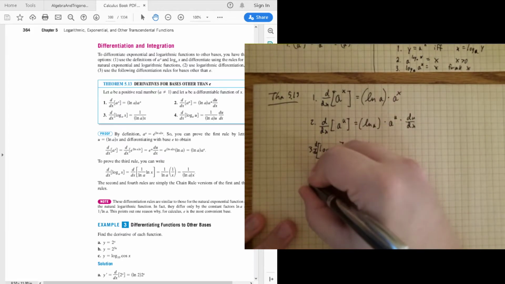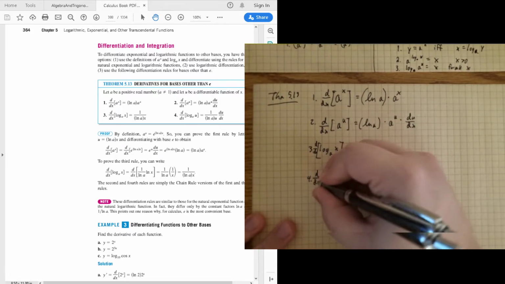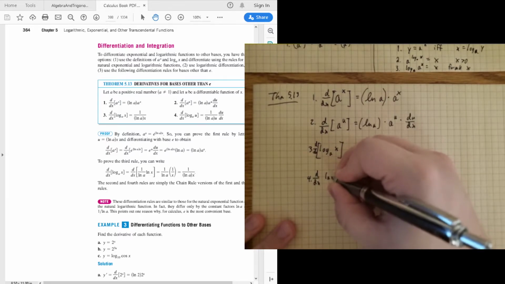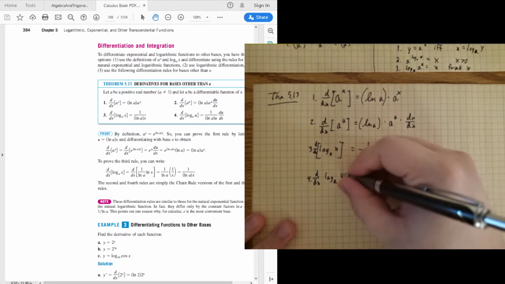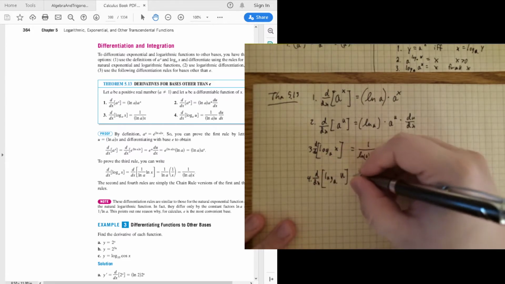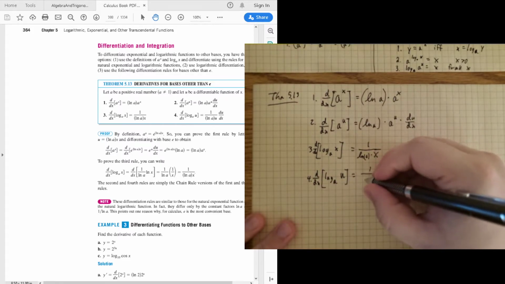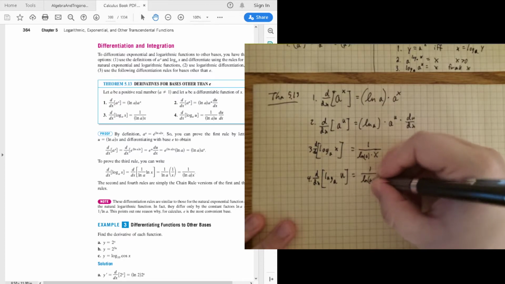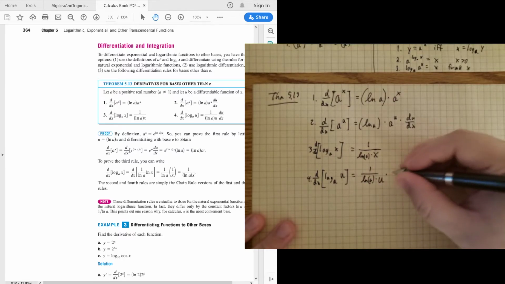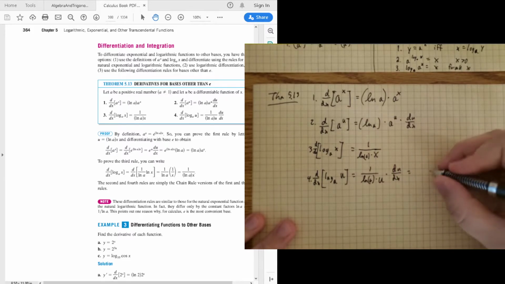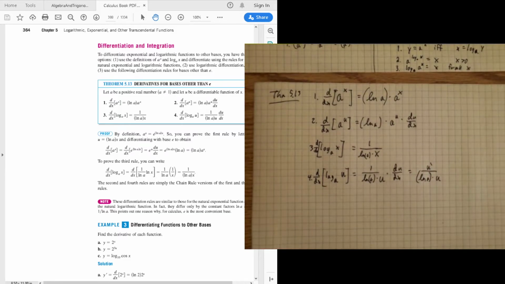And then part 4, if I take a derivative of log base A of u, it would be 1 over ln of A times u times du dx, or as more commonly written, this would be u prime over ln of A times u. And so this gives us some ways to take derivatives of both exponential and logarithmic functions.